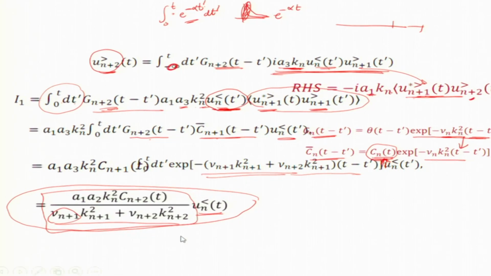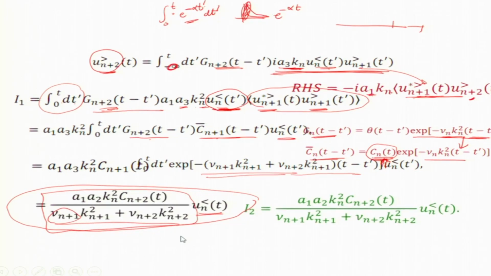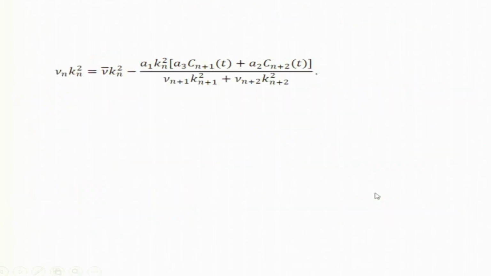A similar procedure can give you I 2, the second Feynman diagram, okay. This is c n plus 2, you can look at the Feynman diagram, and this is the correlation of u n plus 2, okay. I can add them up and I will get this. So nu n plus 1 squared is nu bar n squared. So this I am sending to the left; there was a plus sign on the left in the previous slide, it became a minus sign, and I get this.